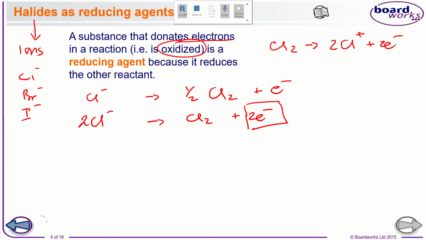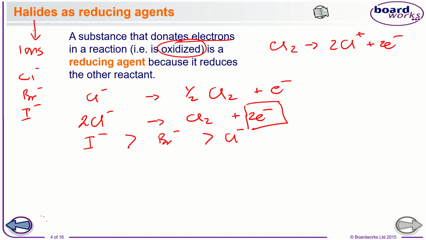Now your task is to explain why, first of all, these things can behave as reducing agents, and we can see that it's because they have the ability to lose electrons and therefore be oxidized. But you'll also be asked why it is that iodide ions are stronger reducing agents than bromide ions, which are stronger reducing agents than chloride ions. I've kind of given it away there a little bit, in that the order of strength of reducing agents is iodide, then bromide, then chloride. Now, why is that the case?